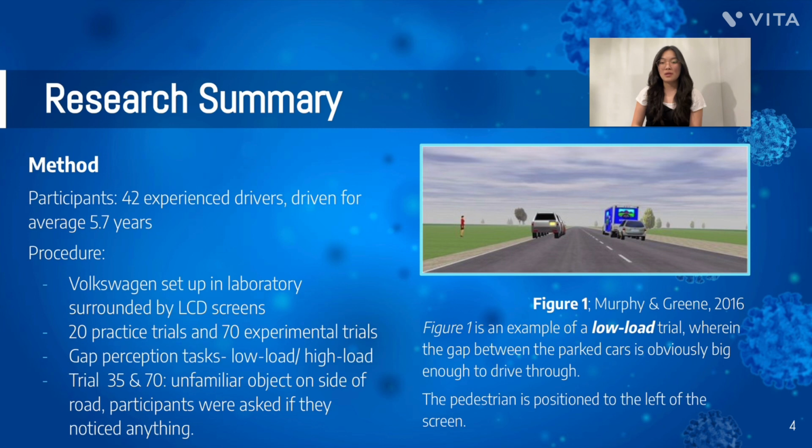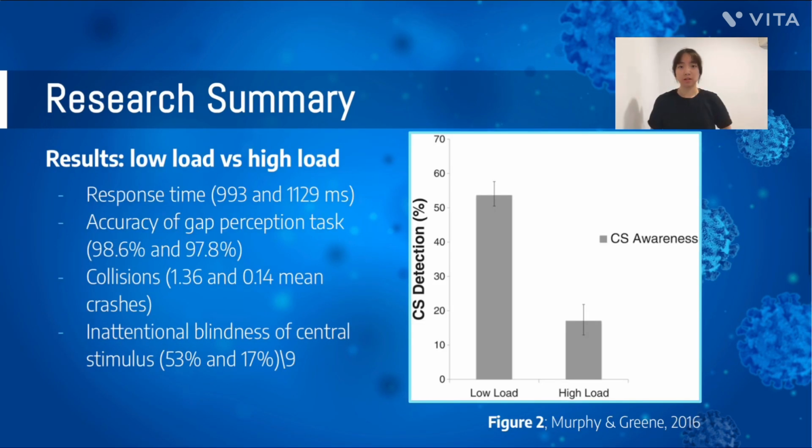However, on trial number 35 and 70, there was an unfamiliar object such as a pedestrian or an animal on the side of the road, as seen in figure 1 on the screen. At the end of these 2 trials, participants were asked if they had noticed anything. As this experiment was testing perceptual load theory, the trials were randomly categorized as low load or high load tasks, where the gaps between the vehicles were much larger and easier to differentiate in the low load trials than the high load trials. The results of this study constitute empirical evidence for perceptual load theory impacting driver behavior and awareness.